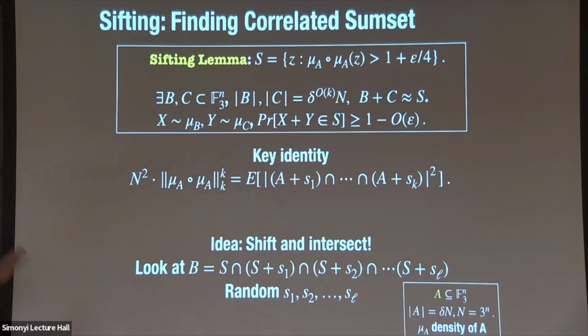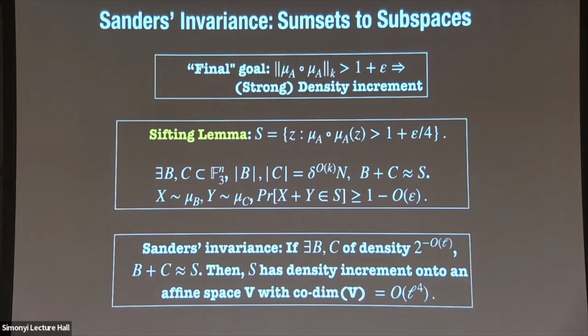Okay, you can get a more general form of this and then use it along with some kind of p-general principal argument to get the sifting lemma. That's all I want to say about the proof of the sifting lemma. But basically now we have this density increment onto a Sumset, but we're not there yet. We want to go to a subspace in the end.